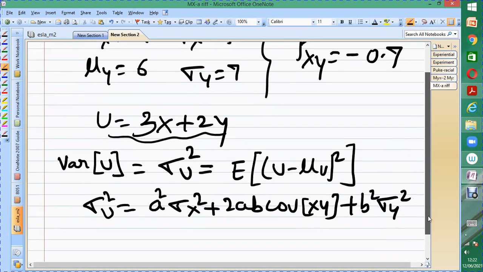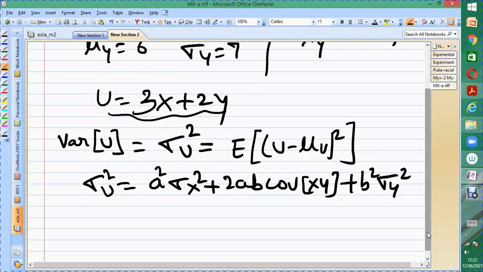Similarly, you can define it for sigma v square also. Sigma v square can be defined as c square sigma x square plus 2cd covariance xy plus d square sigma y square. Since we are given only the transformation function u, we will be restricted only to u. So using this equation, if you observe, we have a, sigma x and sigma y, all these values are known, but we don't know the value of covariance of xy. So first we need to get covariance of xy.